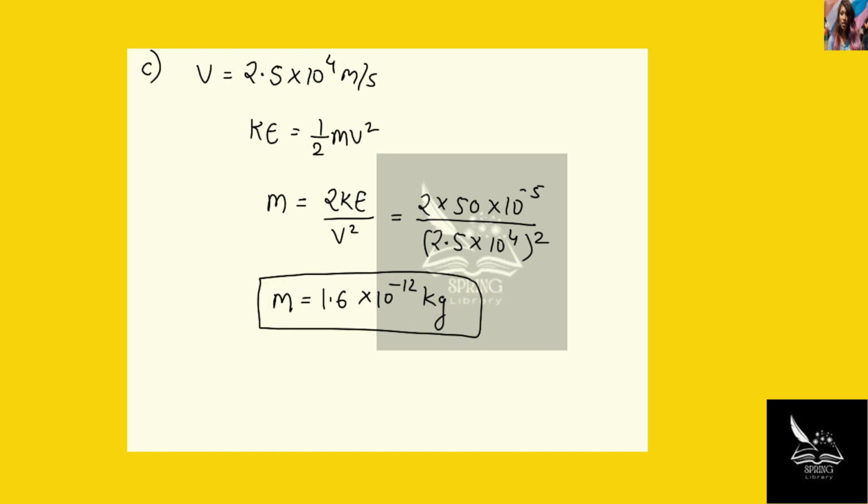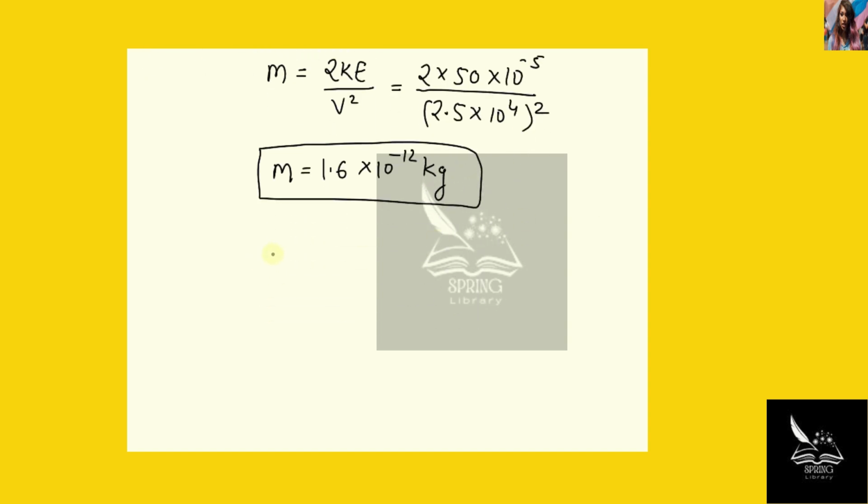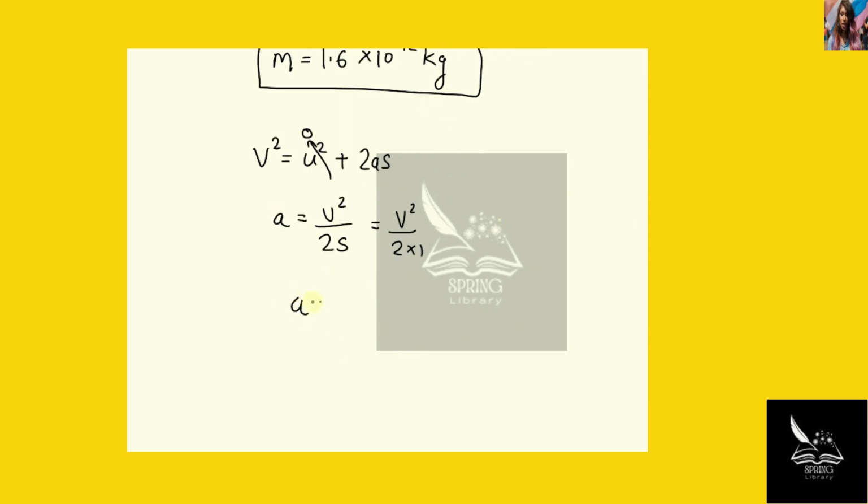Now the second way is we can find out the acceleration. I will not solve it over here, but I will just give the recipe. We know the equation of motion, v square is equal to u square plus 2as. Now u is 0 because it is at rest. So from here I can calculate acceleration as v square by 2s. Now s is given to us, that is 1. So this will be equal to v square by 2 into 1, because the displacement is 1. So from here we will get the acceleration.